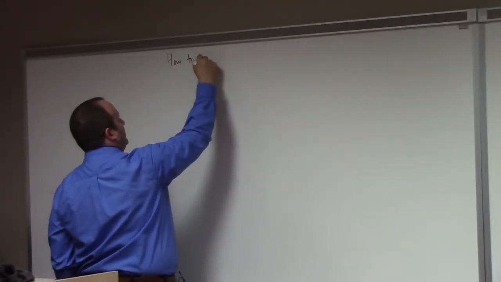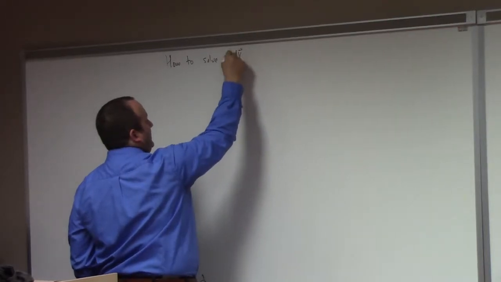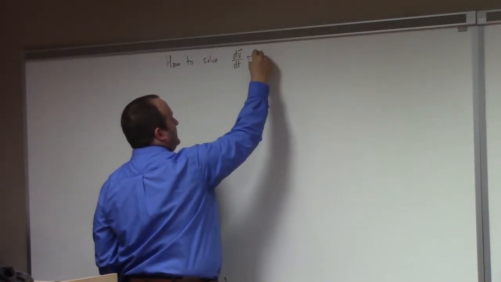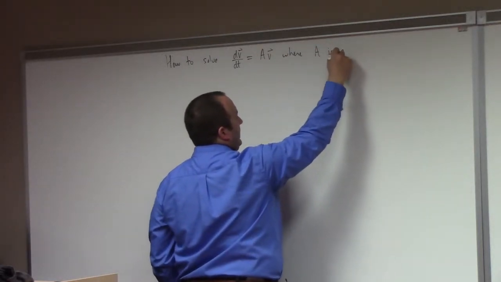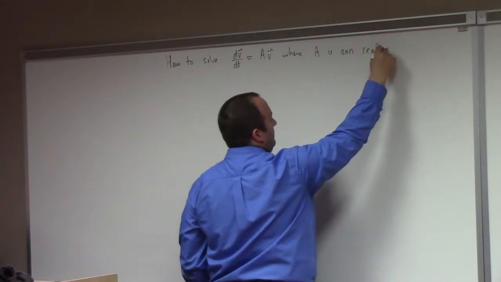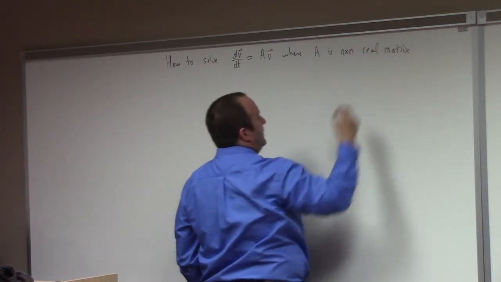So let's see here. We have been talking about how to solve the problem of systems of differential equations, right? And what we talked about yesterday in a fair amount of detail, I think, is how to solve, let's say, dv/dt = Av, where A is an n by n real matrix, right?